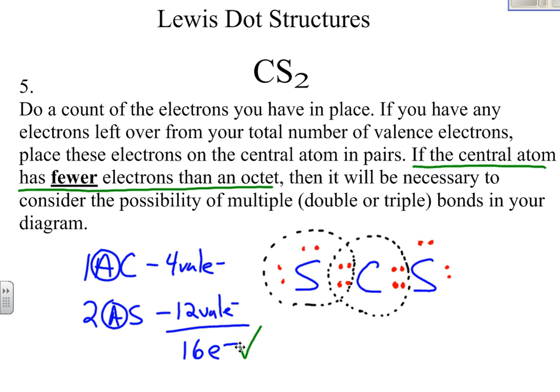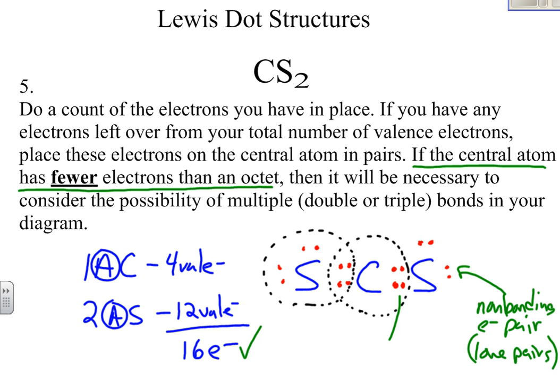You heard me describe these other pairs here as non-bonding pairs, or sometimes called lone pairs. And then the pairs that are between them that are involved in bonding are bonding pairs of electrons.